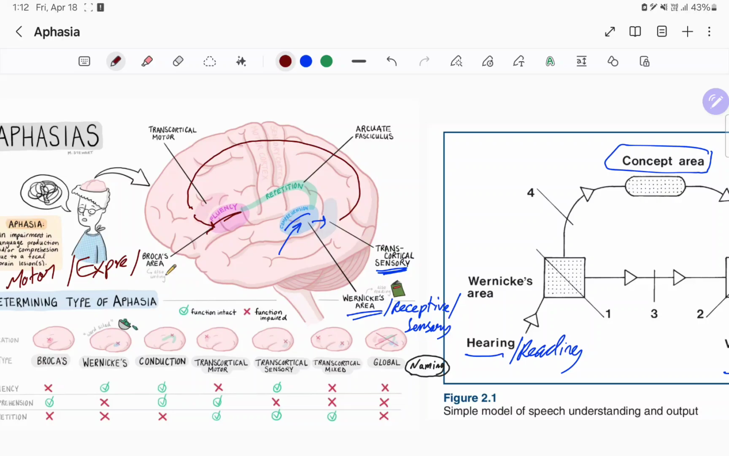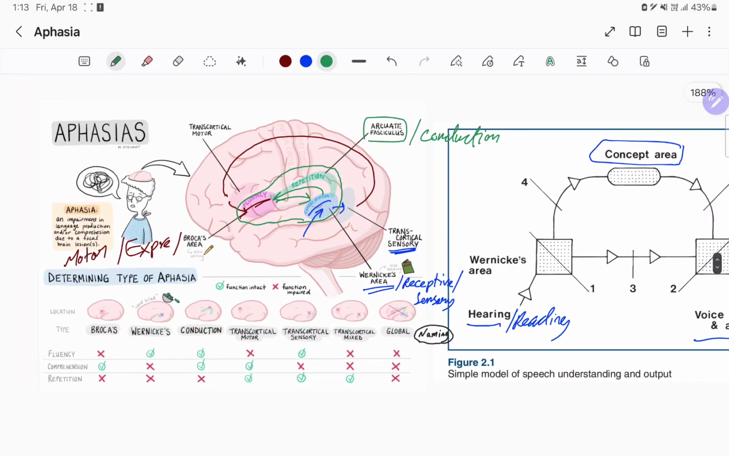And at the end we have the last area, which is the arcuate fasciculus. It's also called the conduction area, and it is like a shortcut between Wernicke's and Broca's area, and its function is repetition. Actually, the function of repetition includes only 3 structures: Wernicke's area, arcuate fasciculus, and Broca's area. So any defect outside of these 3 structures will not affect repetition.